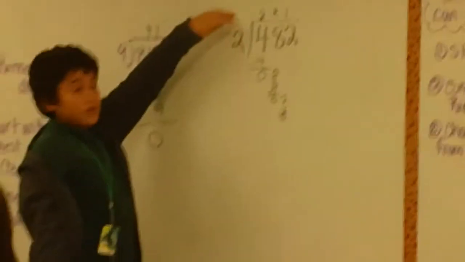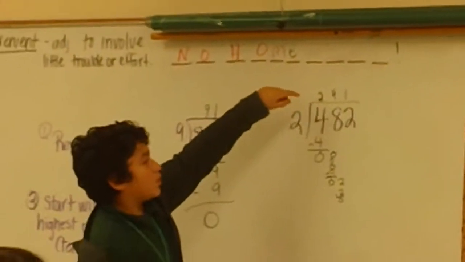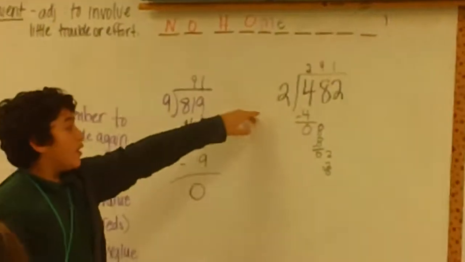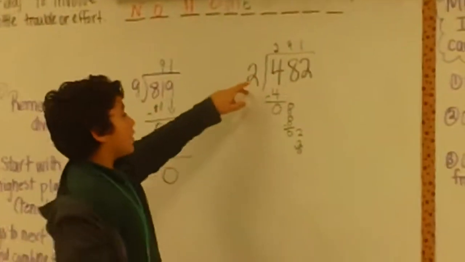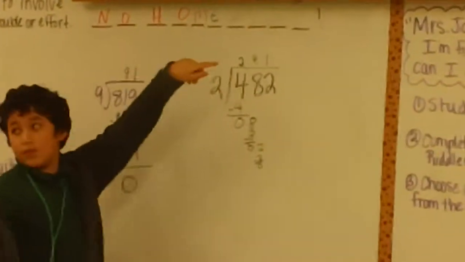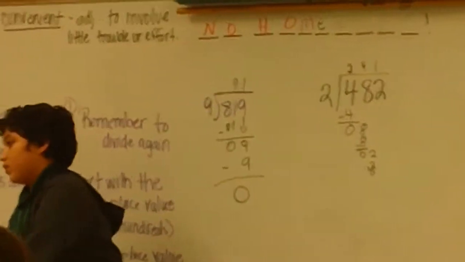2 goes into 2. 2 goes into 4 2 times. 2 goes into 8 because 2 times 4 is 8. And I know 2 goes into 2 because 2 divided by 2 is 1, or 2 times 1 is 2.